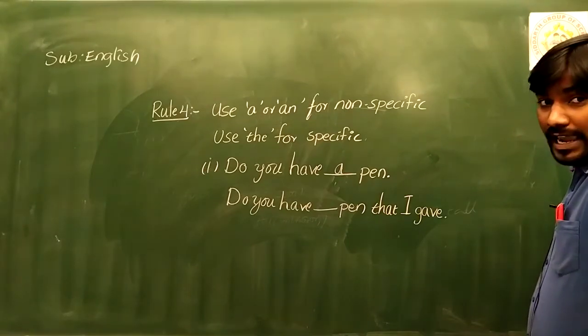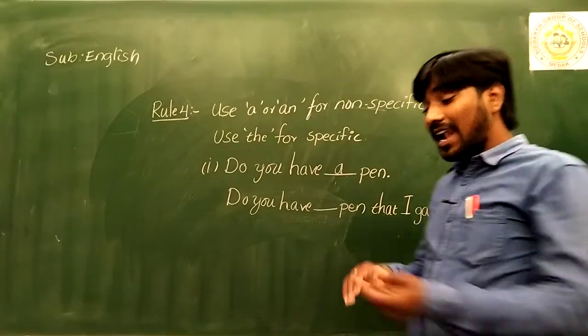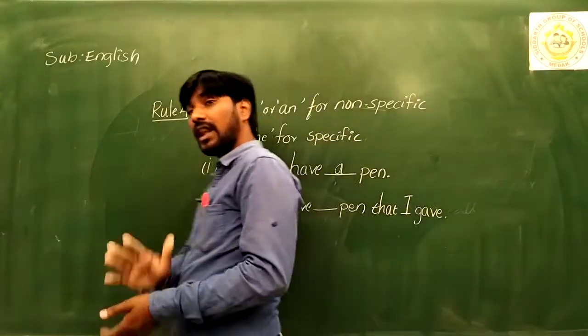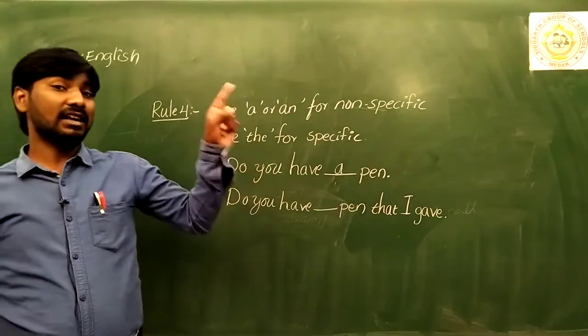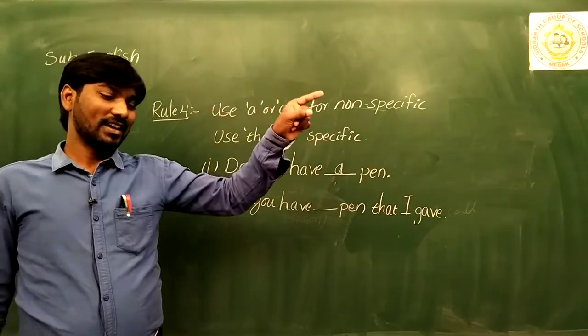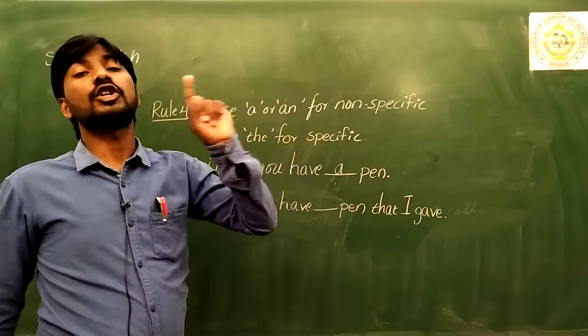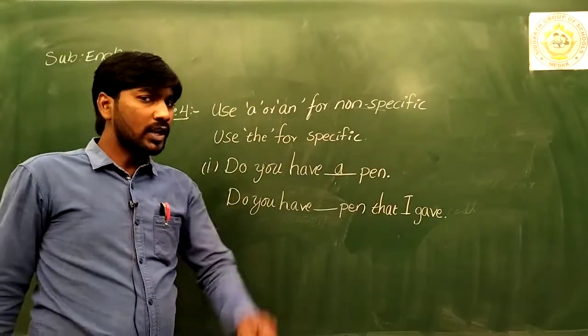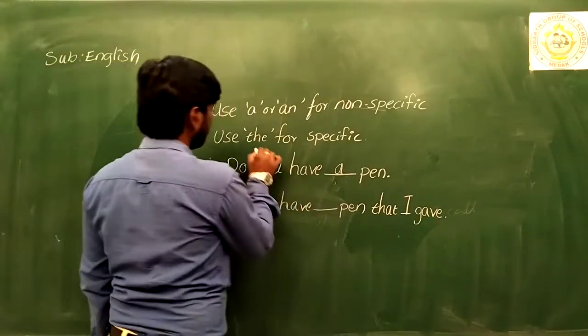Up to there, okay. Next condition, see that I gave. So I had given you one pen. I was asking about that particular pen. So when you are talking about a specified thing, a particular thing, we use the article the.